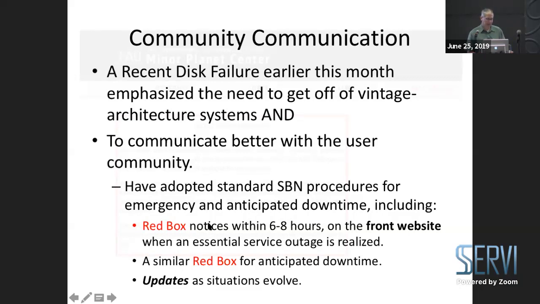standard SBN procedures, and that is red box notices being up within a few hours of the noted downtime, a similar red box for anticipated downtime, and then updates as situations evolve. And that red box is on the front page of the MPC now. And then also there's been an increased effort to move off of the vintage architecture, which is basically VMS systems.